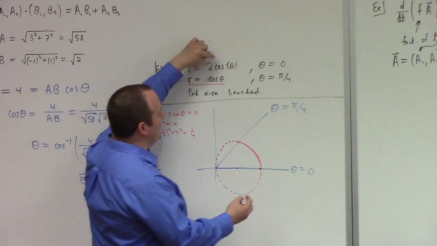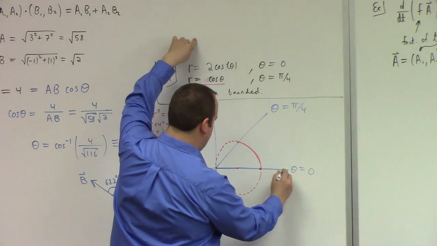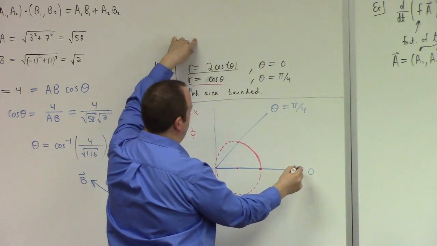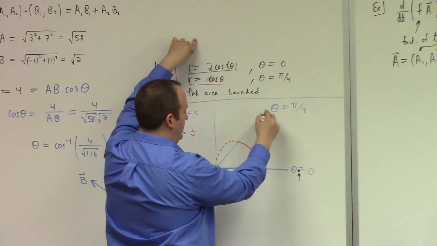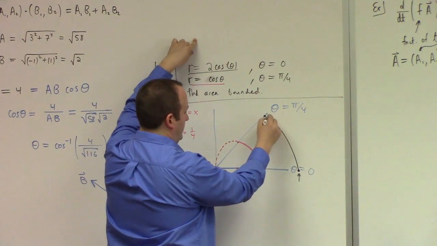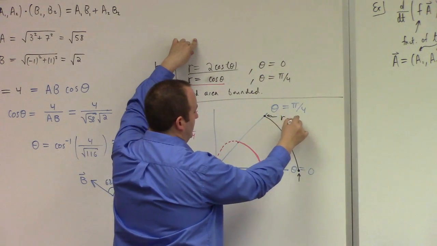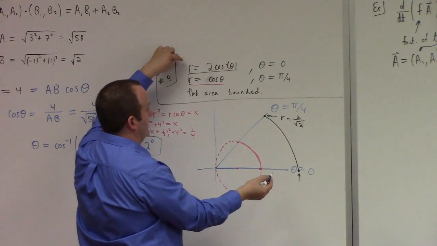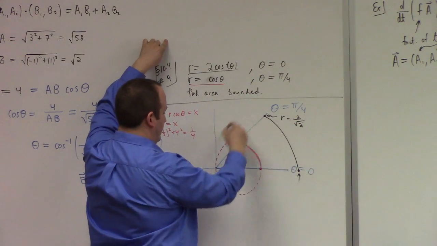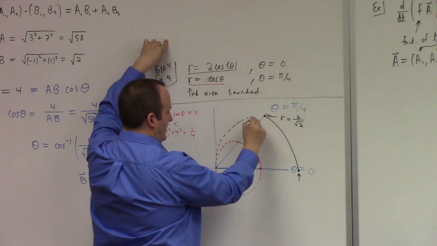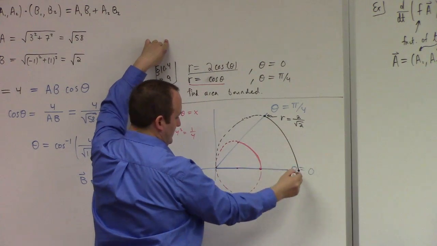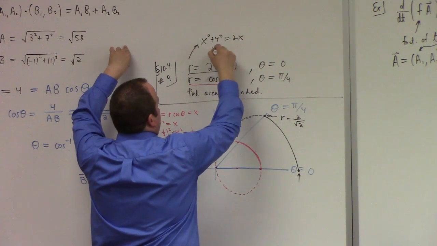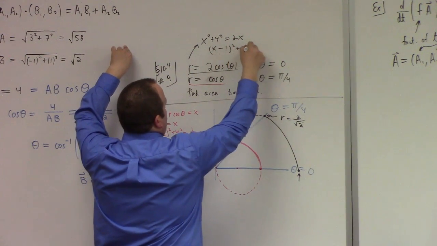So theta equals 0, it starts me out here. When I get to pi over 4, I'm out here, so that would be r equals 2 over root 2. I think this is also a circle, a bigger circle. This gives me x squared plus y squared equals 2x, which gives me x minus 1 quantity squared plus y squared equals 1.